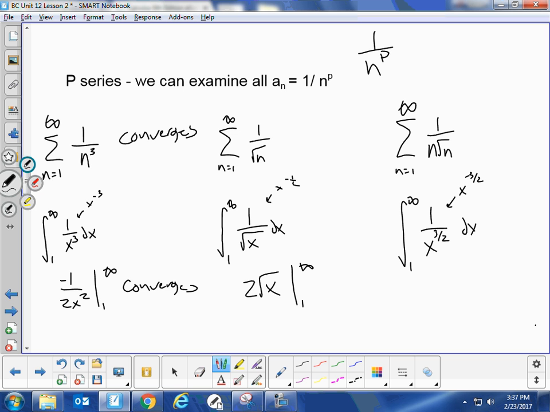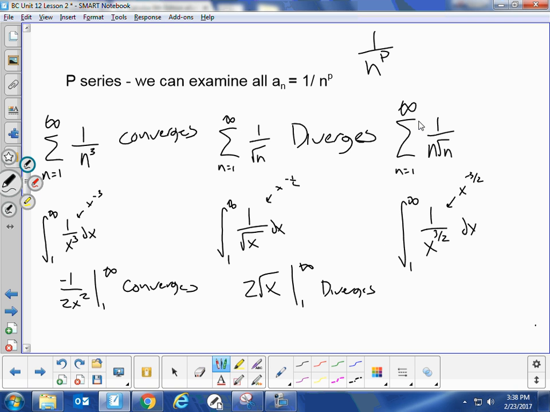From 1 to infinity, this will end up diverging, right? Because we have 2 root infinity, which is infinity minus 2. It's definitely going to be infinity. That means 1 over root n, though its limit as n approaches infinity is 0, this will diverge.